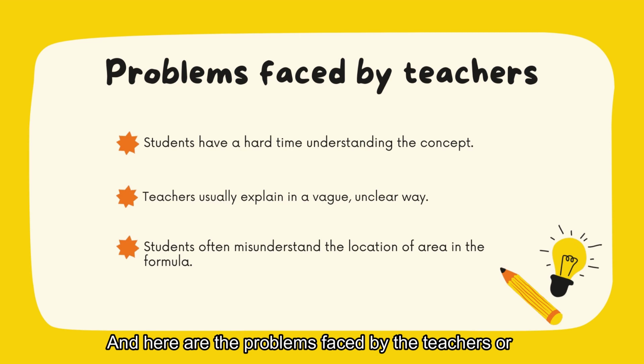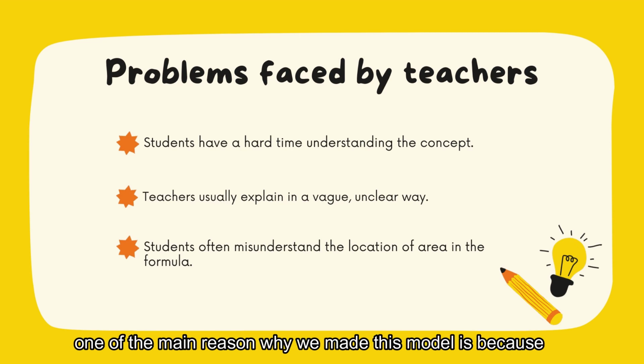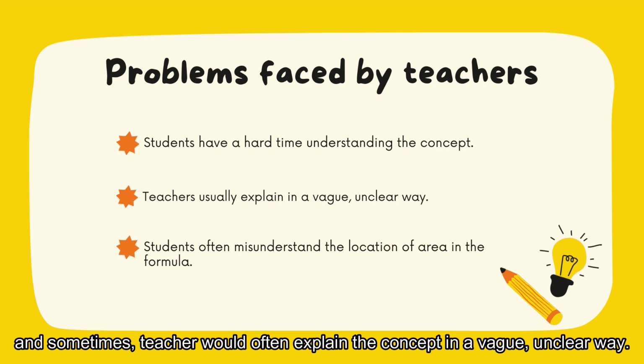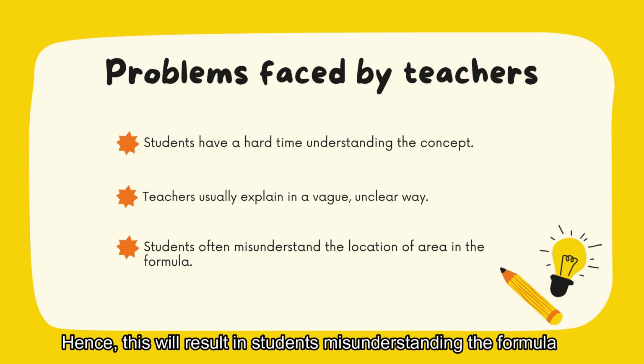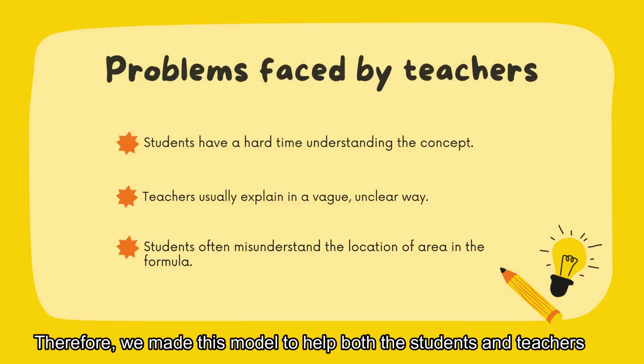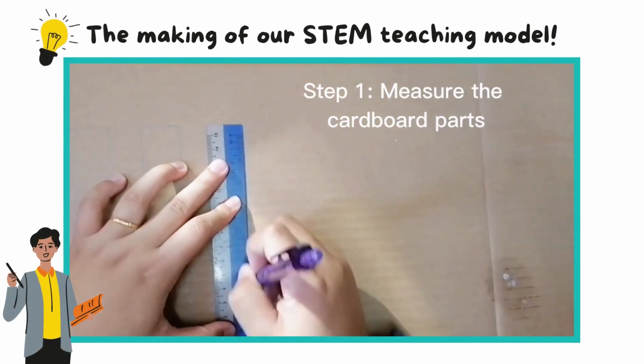And here are the problems faced by the teachers, or one of the main reasons why we made this model, is because students would often have a hard time understanding the concept, and sometimes teachers would explain the concept in a vague, unclear way, and hence this will result in students misunderstanding the formula, and sometimes they would misunderstand the location of area within the formula, and therefore we made this model to help both the students and teachers.